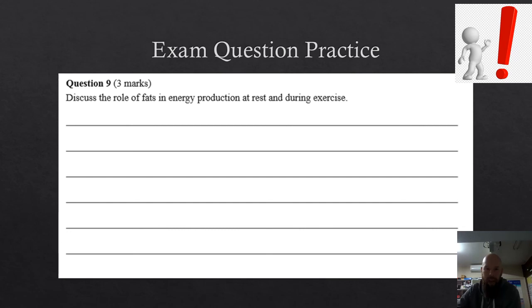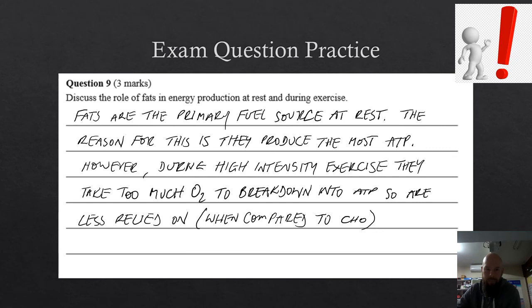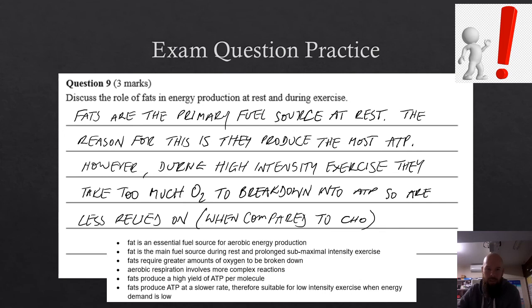Okay, so hopefully you've had a go at responding to that question. It's worth 3 marks. Okay, so you should have had something along those lines. Okay, this was my response that I had. Primary fuel source at rest. The reason for this is they produce most ATP. However, during high intensity exercise, takes too much oxygen to break down the ATP, so less relied on when compared to carbohydrates. So there are some examples of what you should have said, provided.